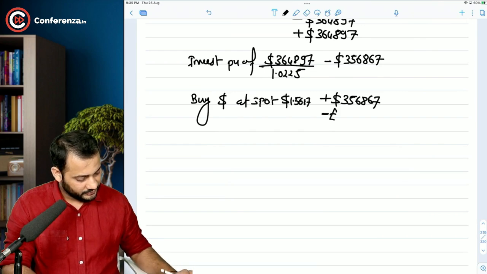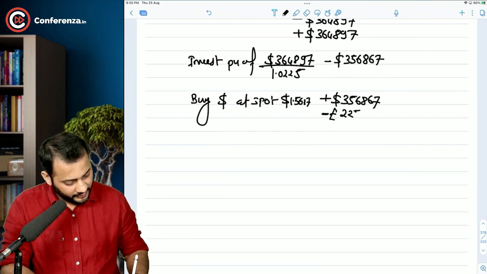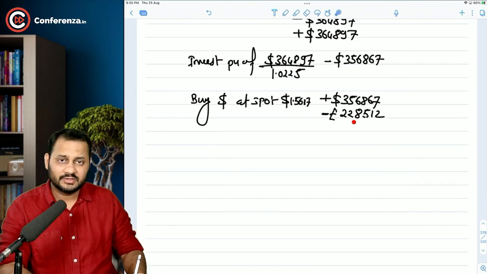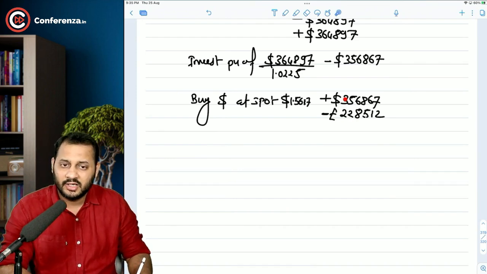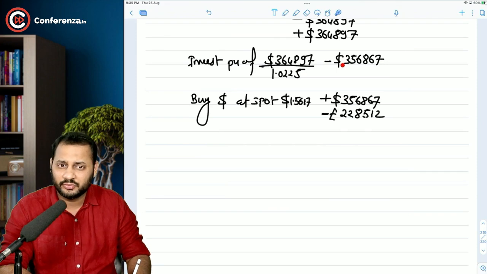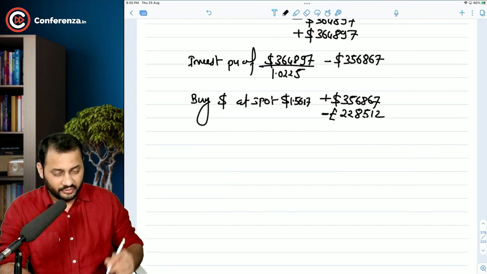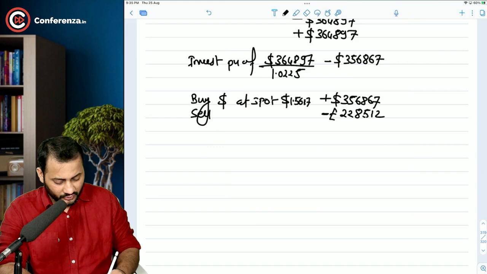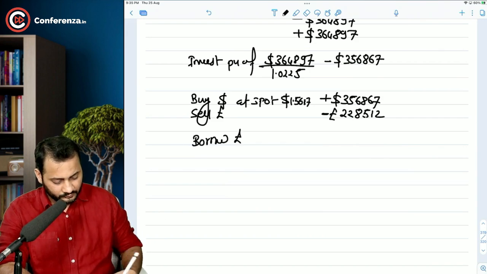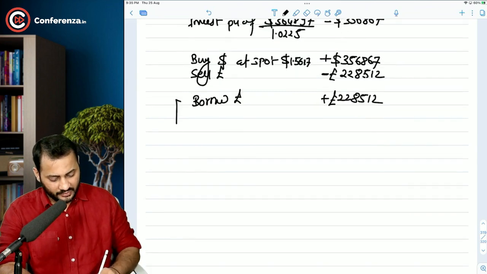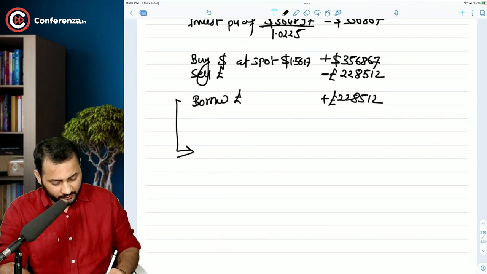356,867 by 1.5617. So you will have to make a payment of 228,512. So once you will sell this much of the GBP, you can buy the dollars. And after that, you can invest the dollars today so that it becomes this much after 6 months, and you can settle it with the liability. Now, in order to buy the dollars, you had sold the pound, and in order to sell the pound, you will have to borrow 228,512 for 6 months. And what will happen after 6 months? At expiry, you will make the repayment.